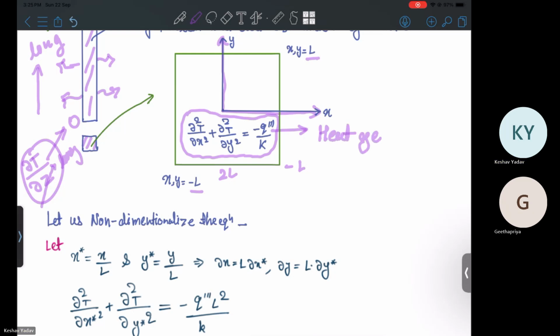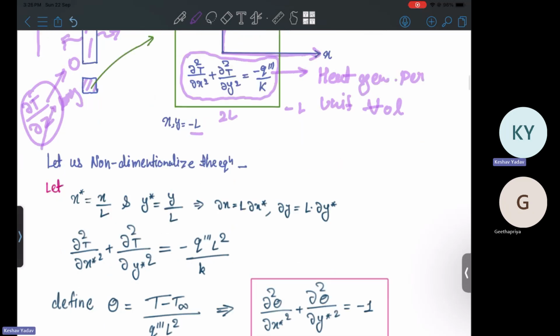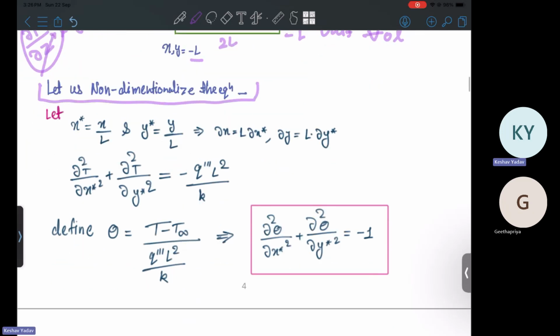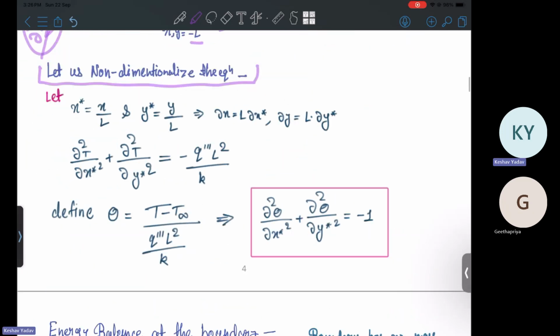Heat generation per unit volume. Okay. So before going further, let us non-dimensionalize this equation. How can we non-dimensionalize this? First, let us non-dimensionalize the length scales. I am assuming x star is equal to x divided by L. Similarly, y star is equal to y by L.